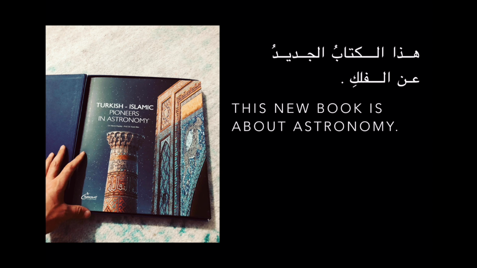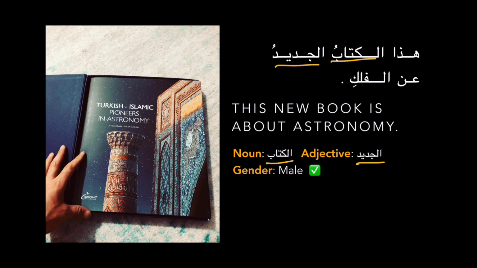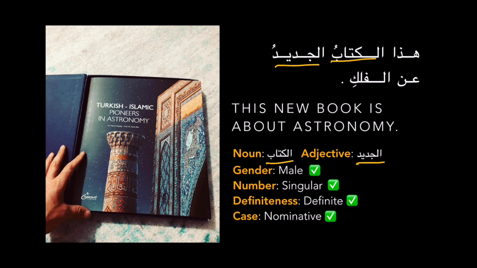Another example, هذا الكتاب الجديد عن الفلك. In English it would be, this new book is about astronomy. And so the noun here is al-kitabu, and the adjective is al-jadidu. So if we go through our list, they're both male, they're both singular, they're both definite, and lastly, they're both in the nominative case, al-kitabu, al-jadidu. So this sentence checks out.